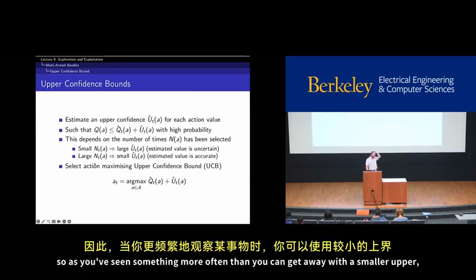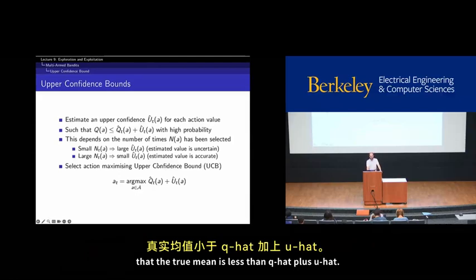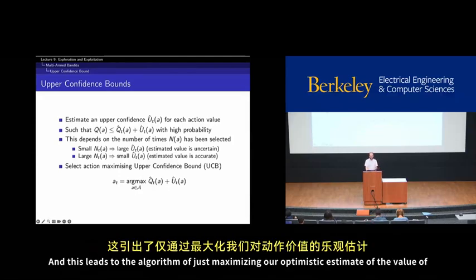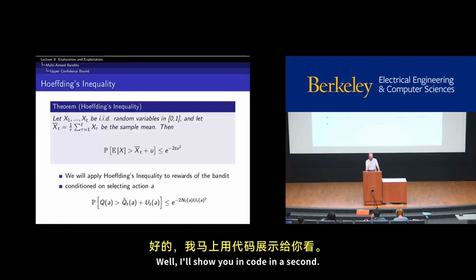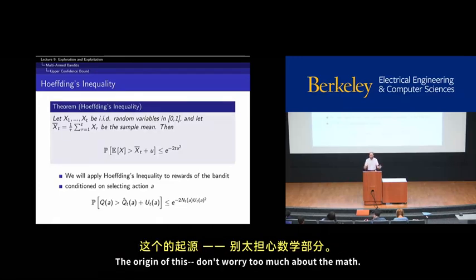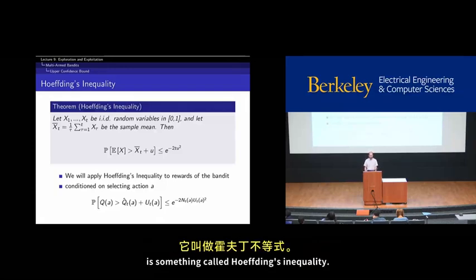Okay, so as you've seen something more often, then you can get away with a smaller upper confidence bound and still be quite confident that the true mean is less than Q hat plus U hat. And this leads to the algorithm of just maximizing our optimistic estimate of the value of the action. So I'll show you in code in a second. The origin of this, don't worry too much about the math, but I'm putting it here for you if you're interested in, is something called Hoeffding's inequality.